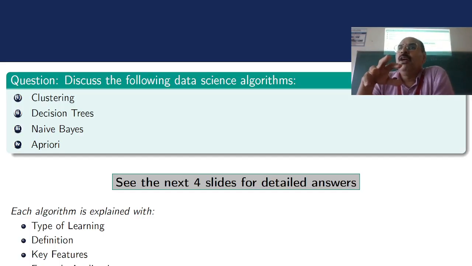So these are some questions for your exams. Discuss the following data science algorithms: what is clustering, decision tree, naive Bayes, a priori. Now, why I've put this slide is because I wish some of you would give me answers about all these things. This is more of a question-answer time. Can anybody tell me what you really understood by clustering? What is clustering?